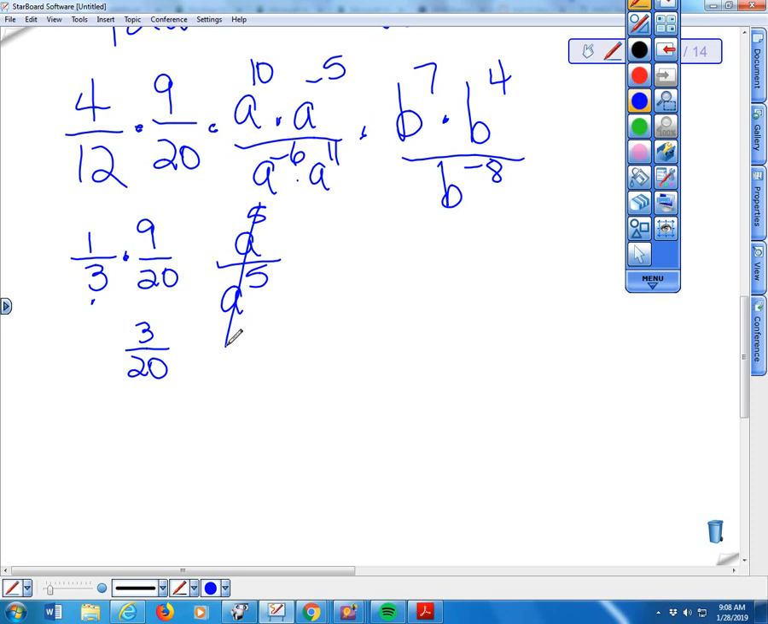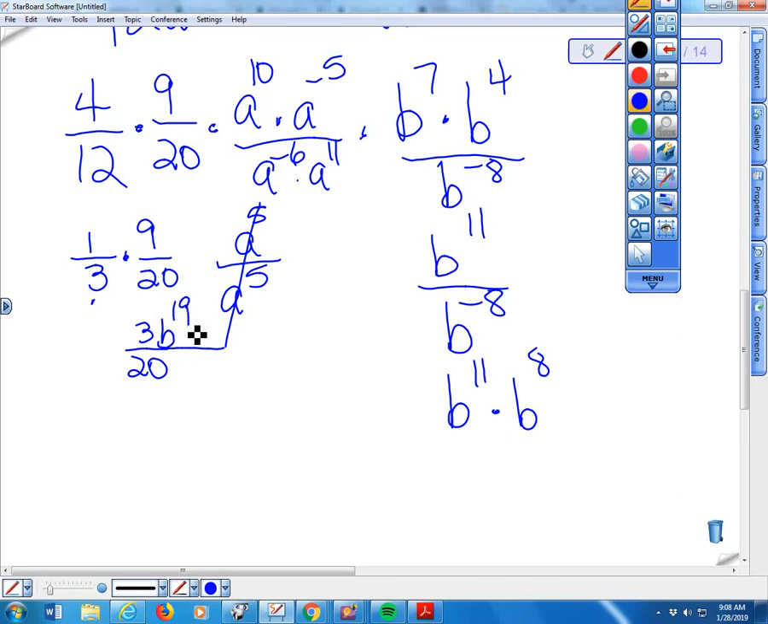So my A terms are gone. Let's go to B. B to the 7th times B to the 4th is B to the 11th. And I've got it divided by B to the -8, which is the same thing as just B to the 11th times B to the 8th, right? And then add them. I just flipped it. So B to the 19th. So all of that reduces to 3/20 B to the 19th. Just take it little chunks at a time. Okay? All right, so let's look at the textbook check.